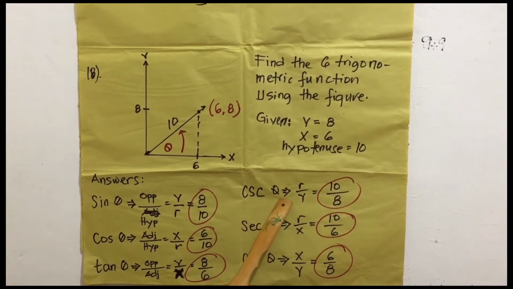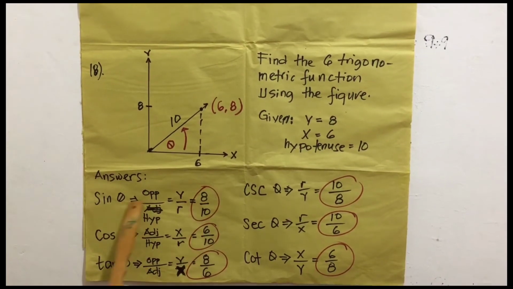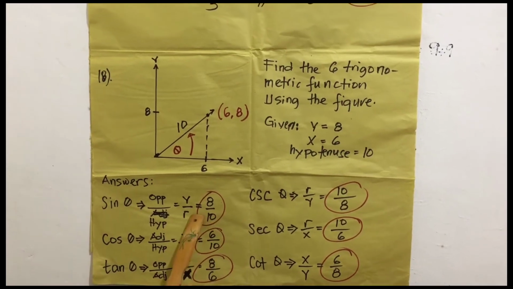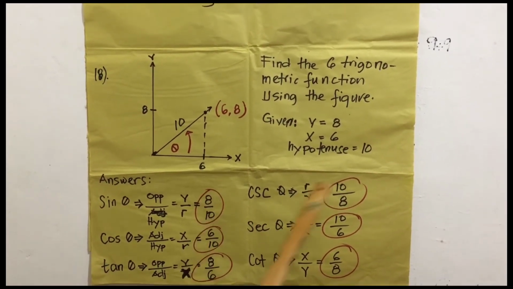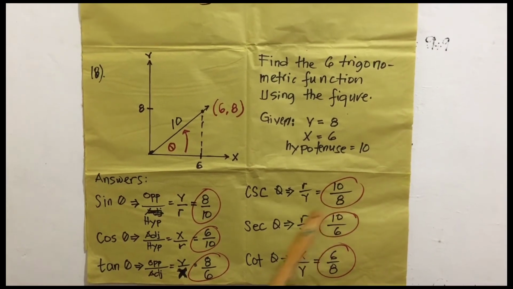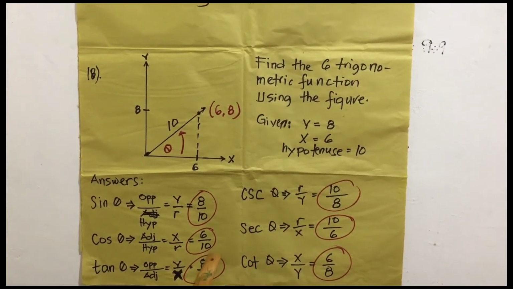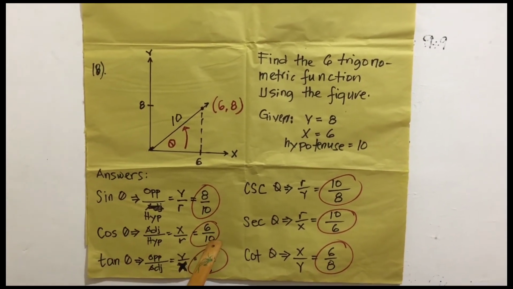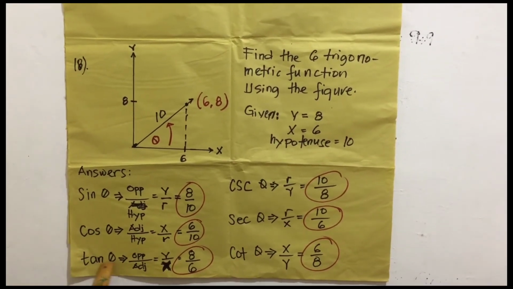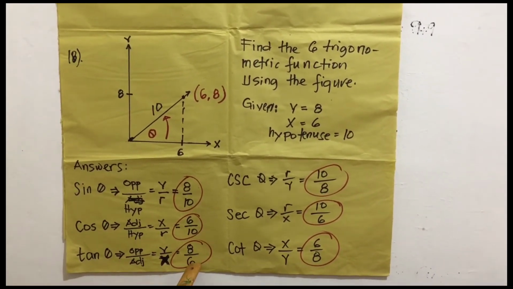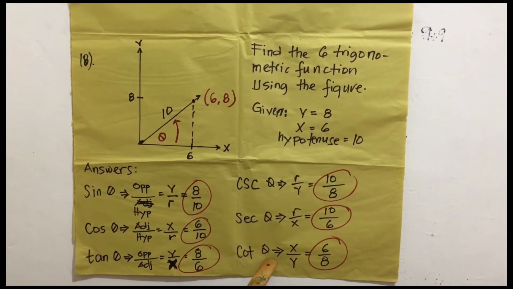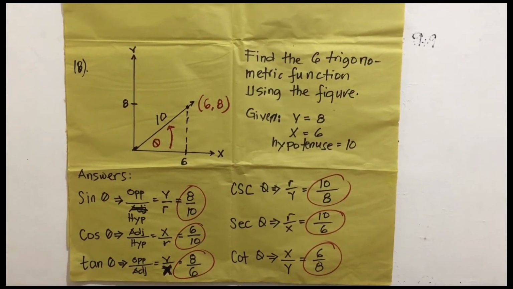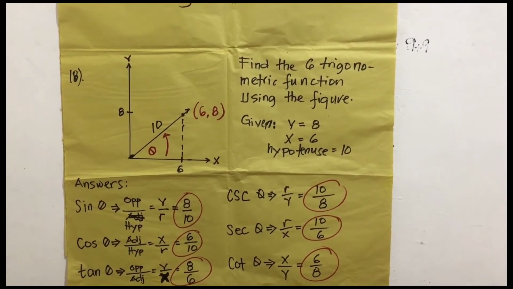For the cosecant theta, all we have to do is just reverse. If you know the sine, the cosecant theta is the reverse of 8 over 10. So that's why our cosecant is 10 over 8. We have also the formula right here. And the secant theta is the reverse of cosine theta. We have 6 over 10, so the reverse is 10 over 6. And for the tangent theta, we have 8 over 6, and the reverse of this is cotangent theta. So our cotangent theta is 6 over 8. That's our answer for the six trigonometric functions.